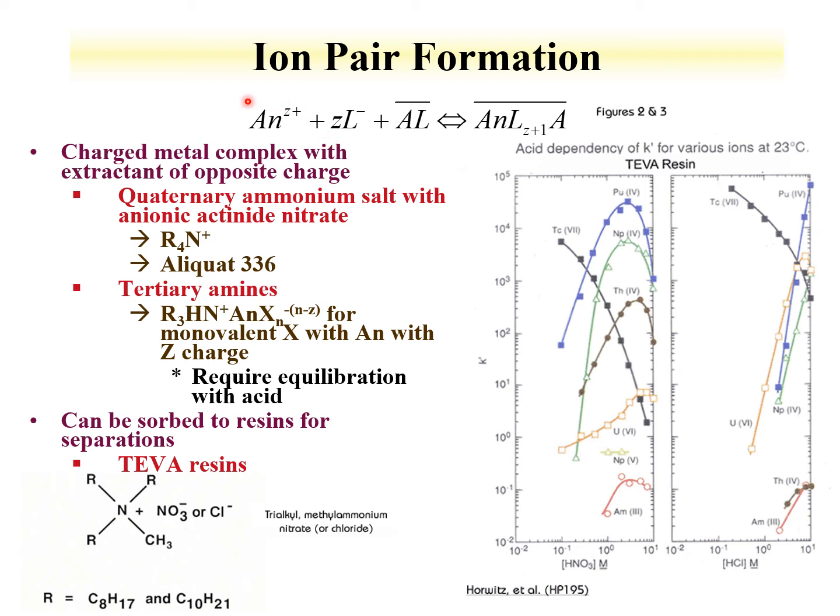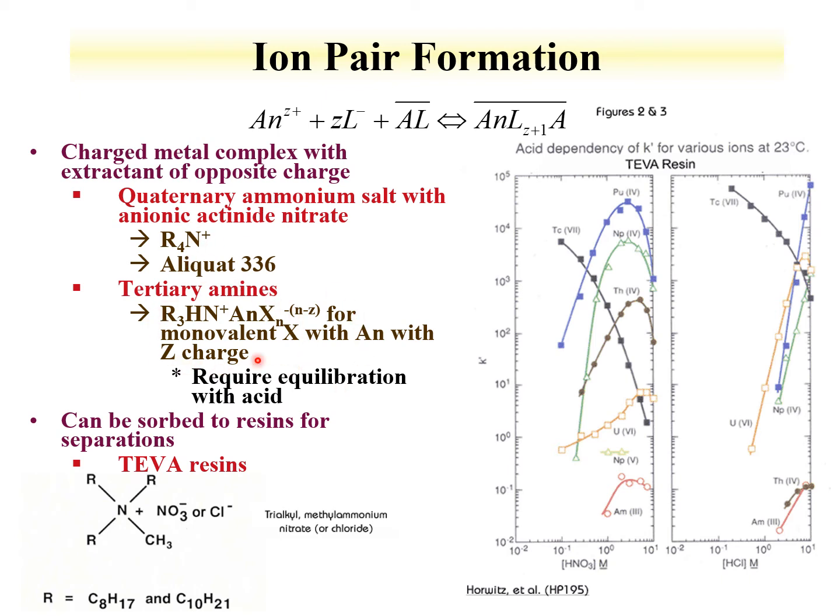So I could use an anionic actinide species. Aliquat 336, which is also a quaternary amine, is a useful extractant. There are also tertiary amines that are shown here. In this case, if you have a monovalent anion, for instance nitrate or chloride, you can coordinate this to form a neutral species with actinide of charge Z. This may require equilibrium with acid to protonate your extracting organic phases.